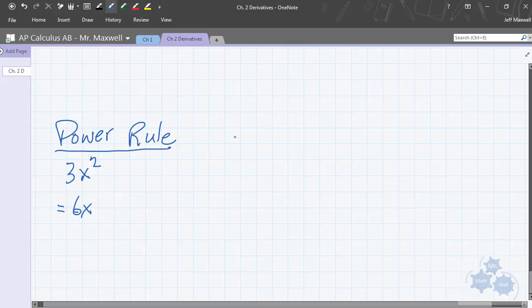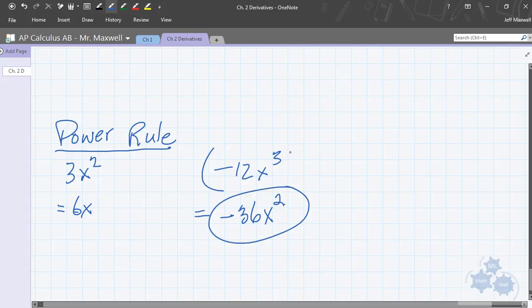Okay? So, another one, negative 12x cubed. What's the derivative of that? So again, this is the function. The expression for the instantaneous rate of change at any point x would be negative 36, because that comes from 3 times negative 12. And then x to the power of what? Well, 3 minus 1 is 2. Okay, so there's your derivative there. So the derivative of this equals that. The derivative of this equals that.